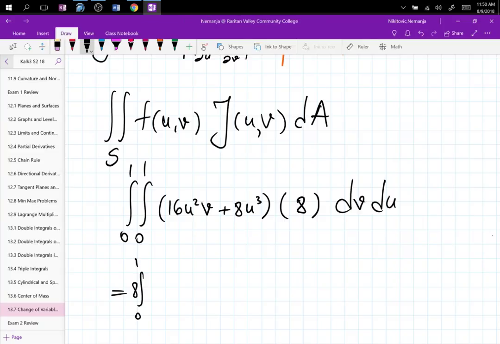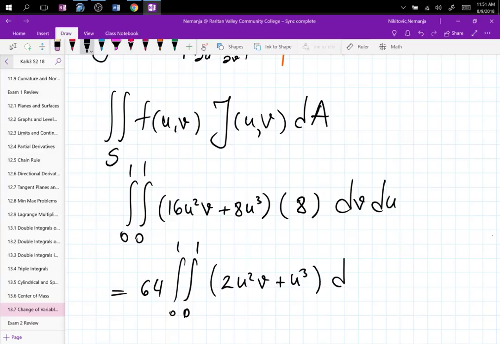Because when I integrate v, I get to cancel 16. If I integrate u, I get 16 over 3. I know I will eventually get 16 over 3, but that is so much better than what I wanted to do in life. Nice. Factor out 64. You factor out 8 from here, and this 8, that gives you 64. That's such a life quality improvement. Thank you. 2u squared v plus u cubed, dv du. There we go. Nice.